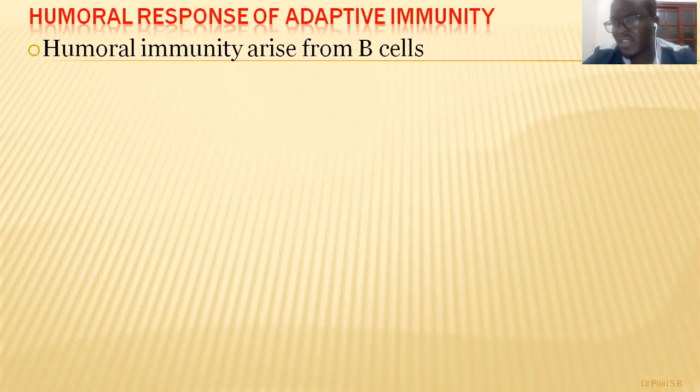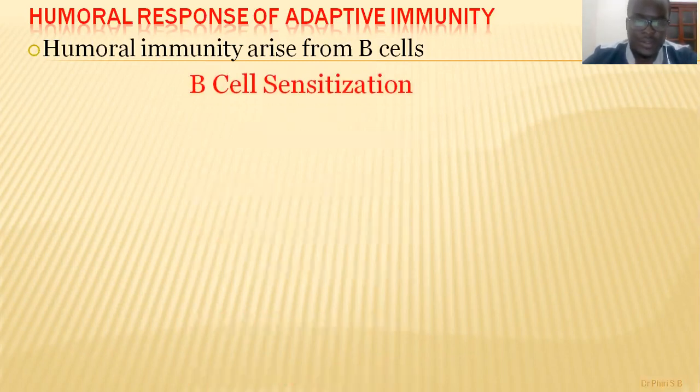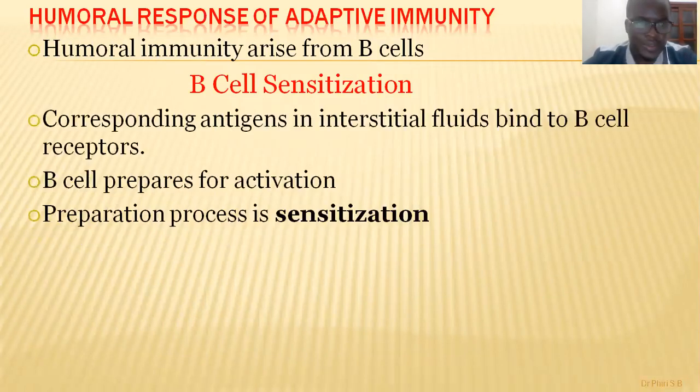Once they have been activated, they will differentiate into plasma cells, and the plasma cells will become so big and active with a lot of rough endoplasmic reticulum, resulting in production of more antibodies. Humoral immunity arises from B cells, like I said. So B cell sensitization is the first step.